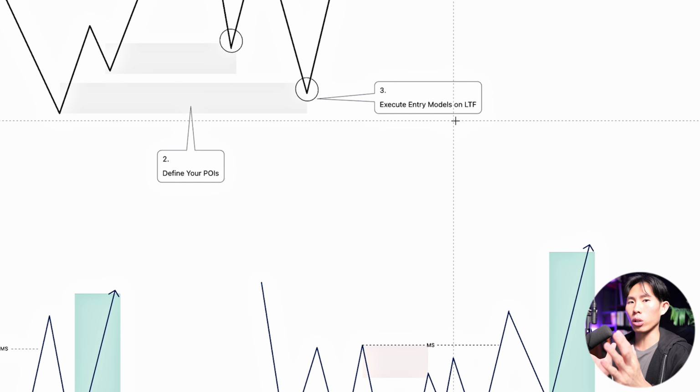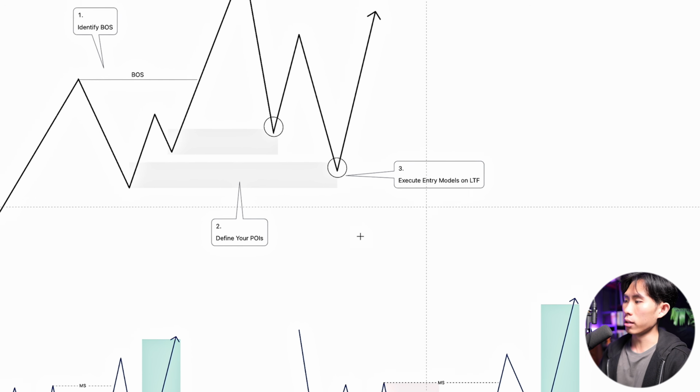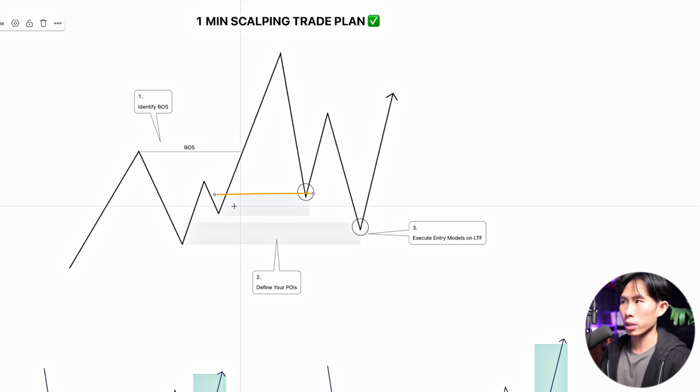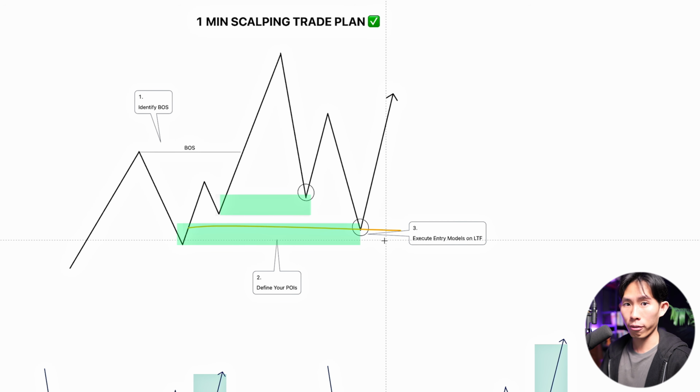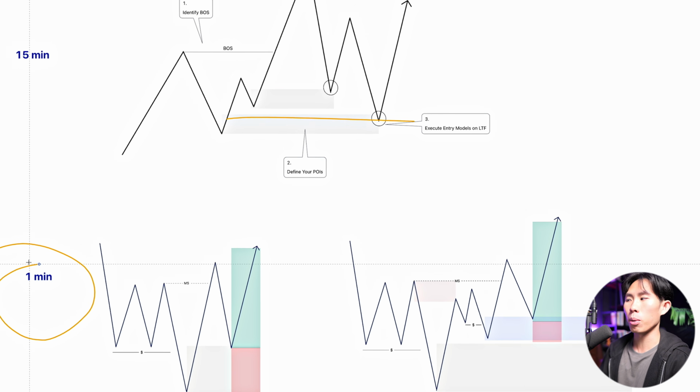What do you want to see on the lower time frame itself? So very simply, once price mitigates your point of interest, in this case, this would be this demand zone right here, or even this extreme demand zone, you want to drop down to your lower time frame, right? Which in this particular scenario, it will be the 1-minute time frame itself.